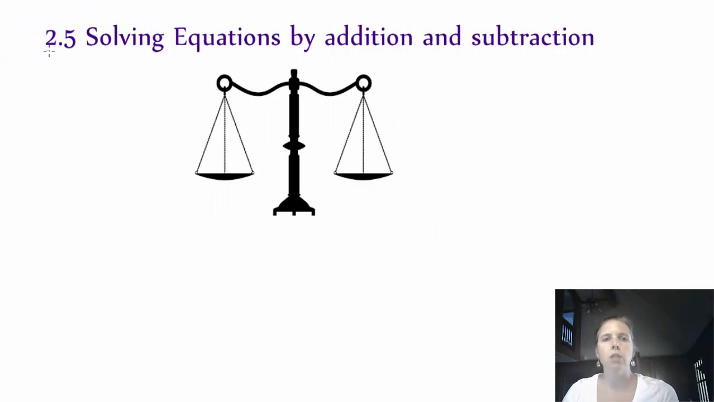Okay, today we're going to start solving equations. So this is section 2.5. Today we're just going to do addition and subtraction. The next section will be multiplication and division. This is the basis of Algebra 1.